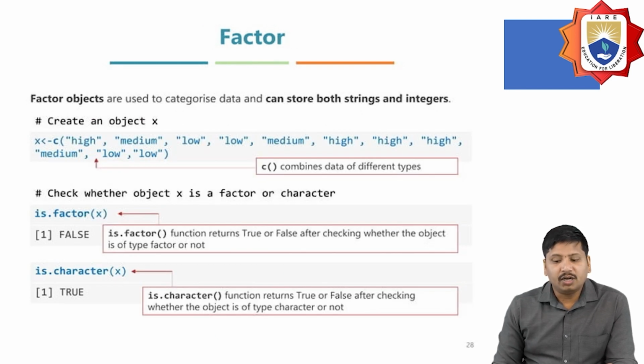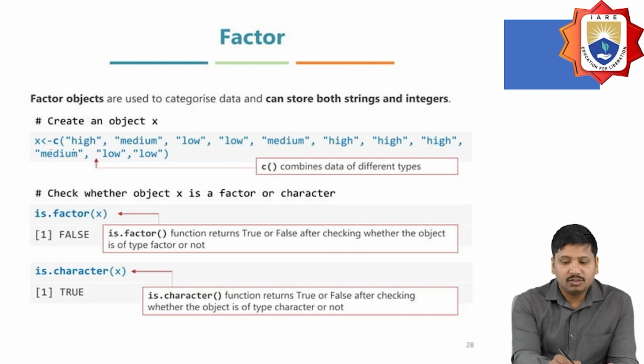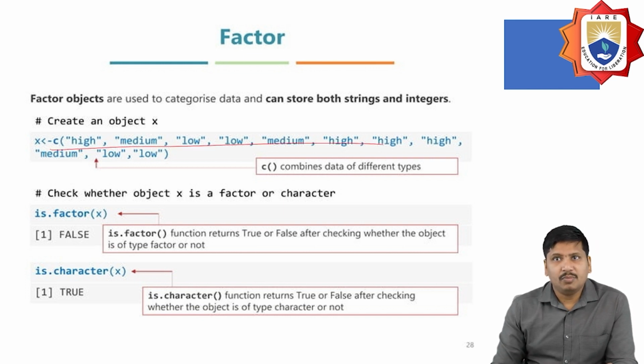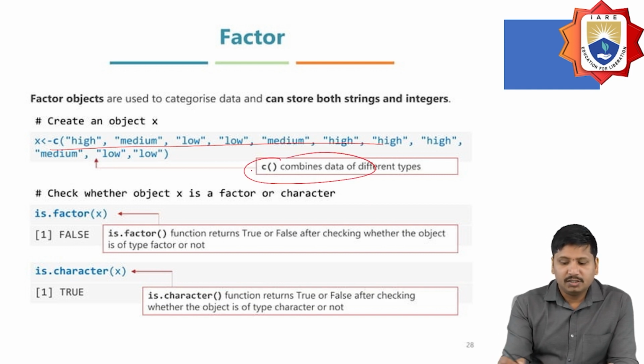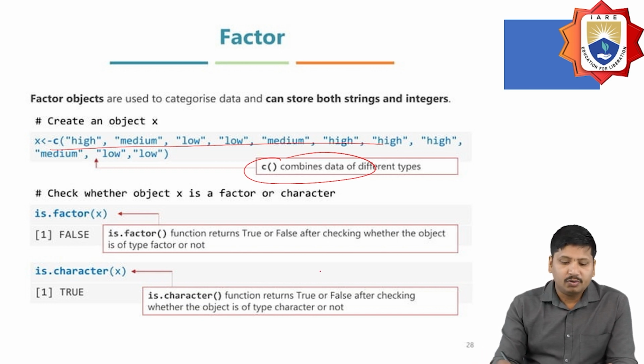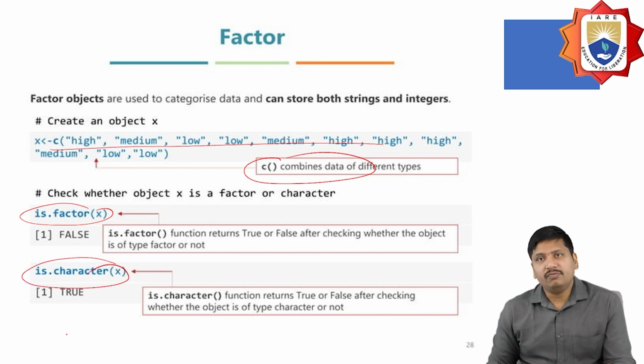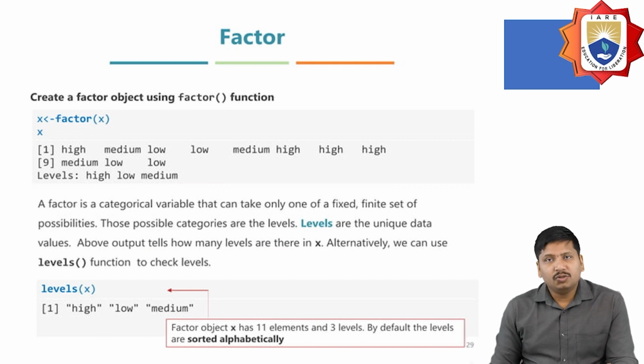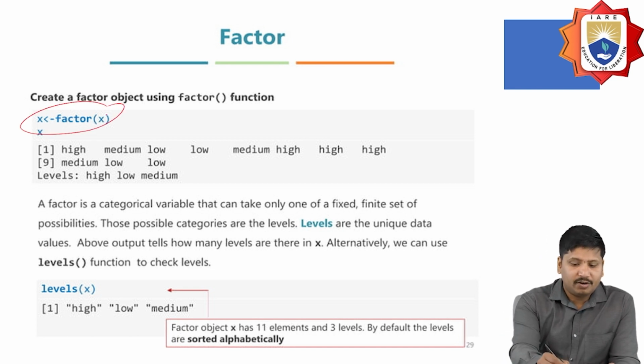And factor is another kind of data object which can store both integers as well as strings. To create an object x, I create a vector of high, medium, low like this. How can I combine these? I can make use of the c function. To check whether the object is a factor or character, I use is.factor of x, and similarly is.character of x here. To create a factor object, we use the factor function, factor of x.